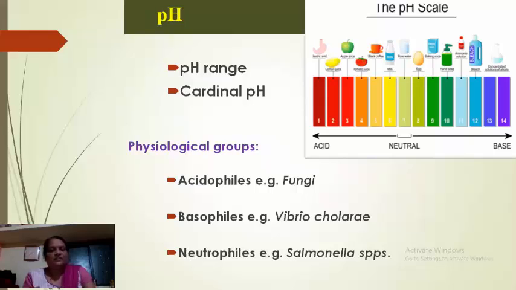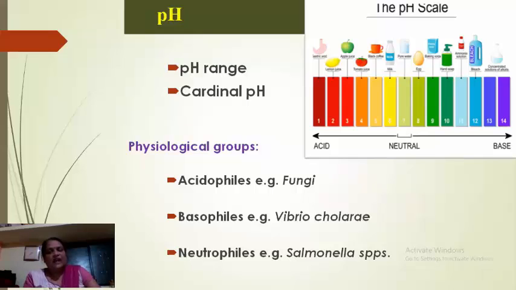The most important intrinsic factor which determines food as a substrate for microorganisms is pH. pH is the negative logarithm of hydrogen ion concentration, or we call it as the logarithm of reciprocal of hydrogen ion concentration. The picture is showing pH scale. The scale is from 1 to 14. From 1 to 7, the pH is called as acidic pH. From 7 to 14, it is called as basic or alkaline pH, and exactly 7 is called as neutral pH.